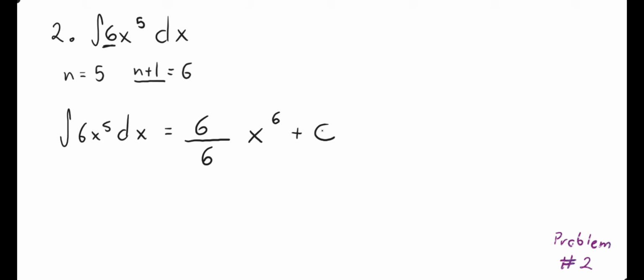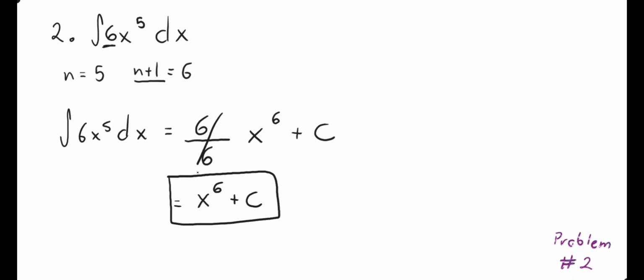Because we got 6 over 6, that means that we are allowed to simplify it, which is going to equal 1. Make that 1 invisible. So we are just going to get rid of this. So now we get x to the power of 6 plus C, and that's our answer.